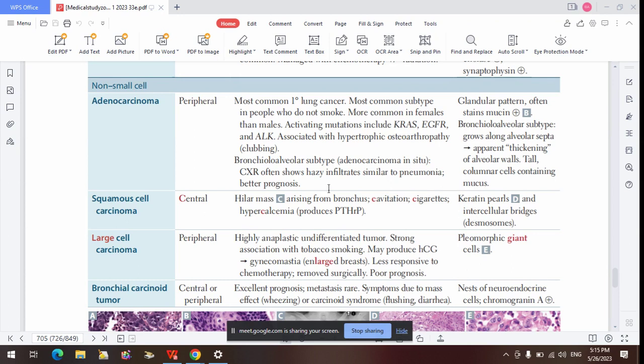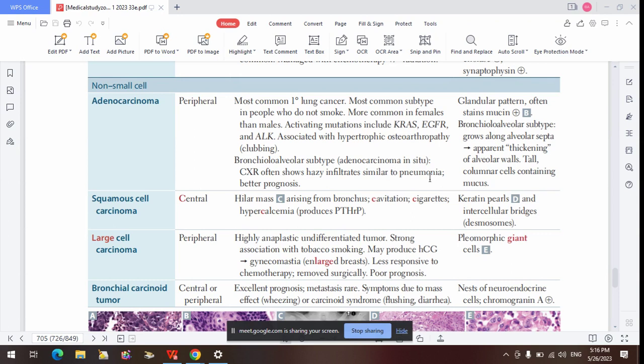So what do you see on chest X-ray? You see a patchy infiltrate that's similar to pneumonia. That's your bronchoalveolar subtype, and that's why they call it bronchoalveolar. You just see an infiltrate on your chest X-ray that looks like pneumonia, and on gross examination you see thickening of the alveoli wall. On your microscope, you see thickening of the alveoli wall, and tall columnar cells that are secreting mucus, and they are not showing features of invasive carcinoma.